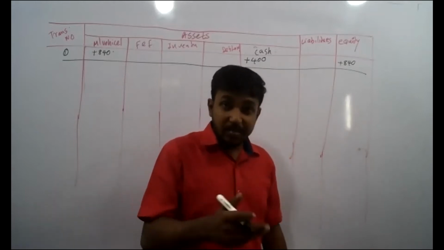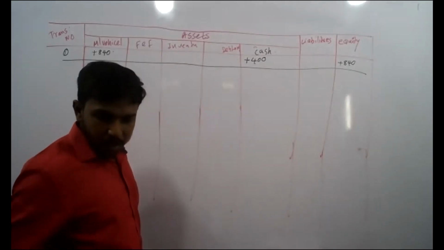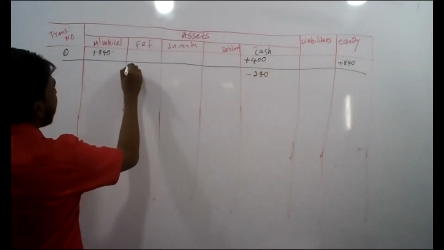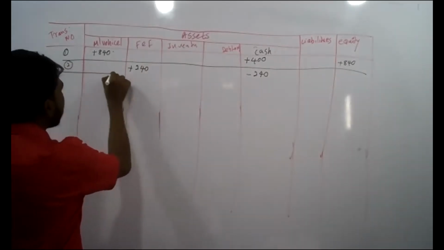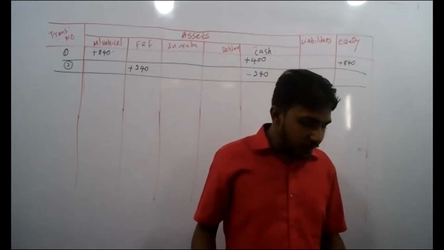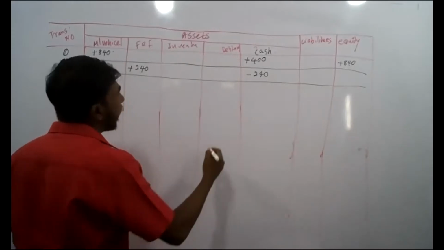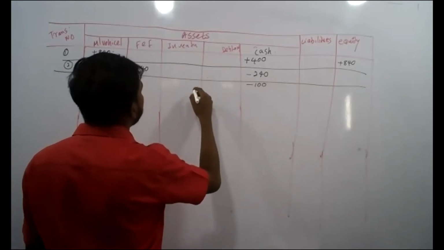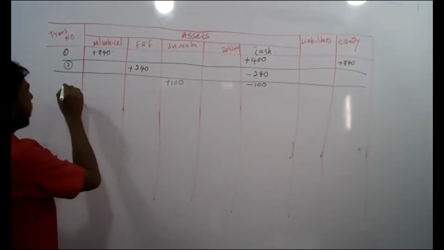So what's the impact here? Cash would decrease. How much? Cash would decrease by 240. Then furniture and fittings would increase by 240. Right? The third one, purchase goods worth 100,000 and issued a check. So again, cash decreased by 100,000. Then comes the goods. Inventory increased by 100,000. That's the third.